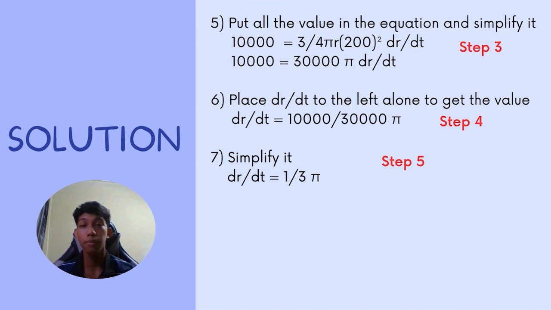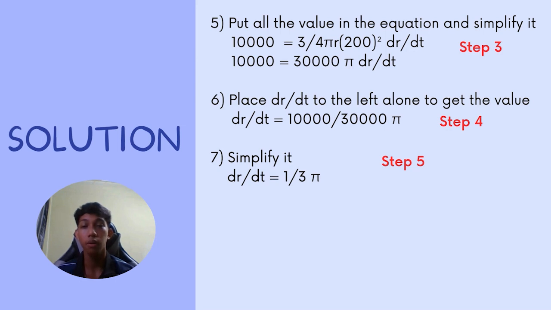For the next step, put all the values in the equation and simplify it. As we all know, the value of dV/dt is equal to 10,000 and r is equal to 200. So the equation that we get here is 10,000 is equal to 3/4 pi (200) squared dr/dt. We can simplify it, so we get 10,000 is equal to 30,000 pi dr/dt.